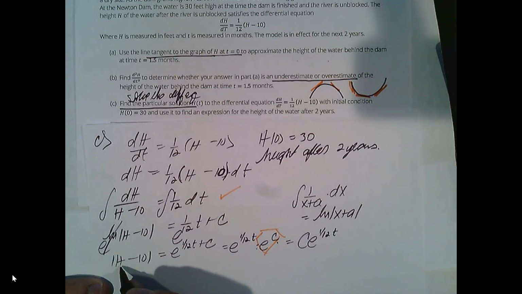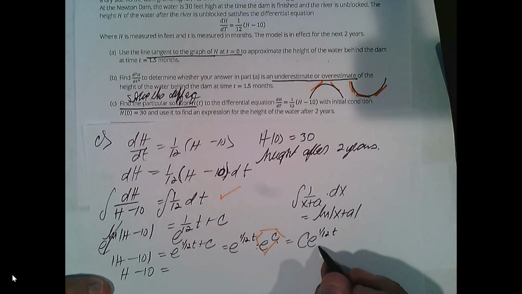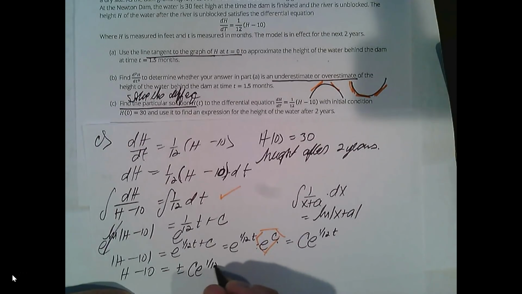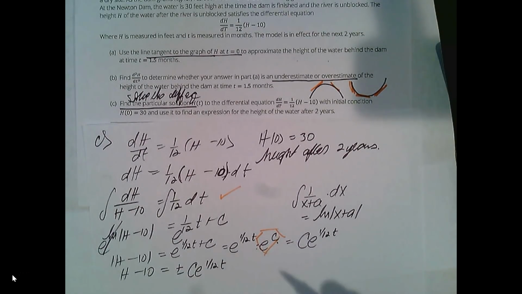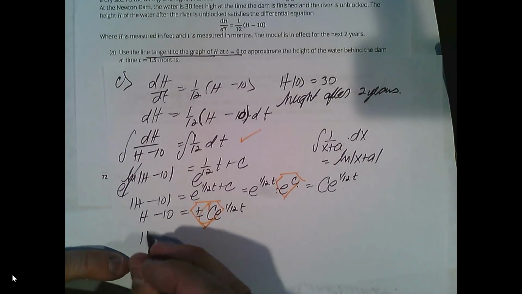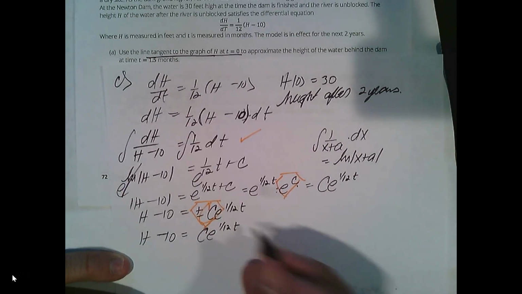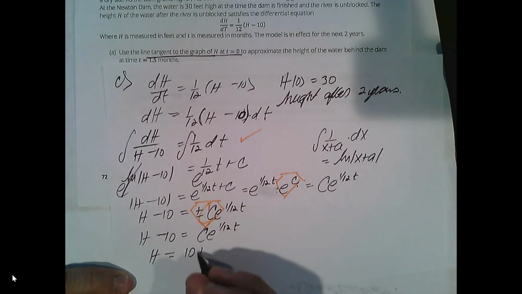You're trying to solve for h. To do that, we're going to remove the absolute value bars, but you don't just throw them away. If the absolute value of h minus 10 is equal to this, then h minus 10 must be equal to either the positive or negative version of C e to the 1/12 t. Here's another place for Super Charlie. C is a constant. Whether it's positive or negative, it's still a constant. So h minus 10 is equal to C e to the 1/12 t. Add 10 to both sides.